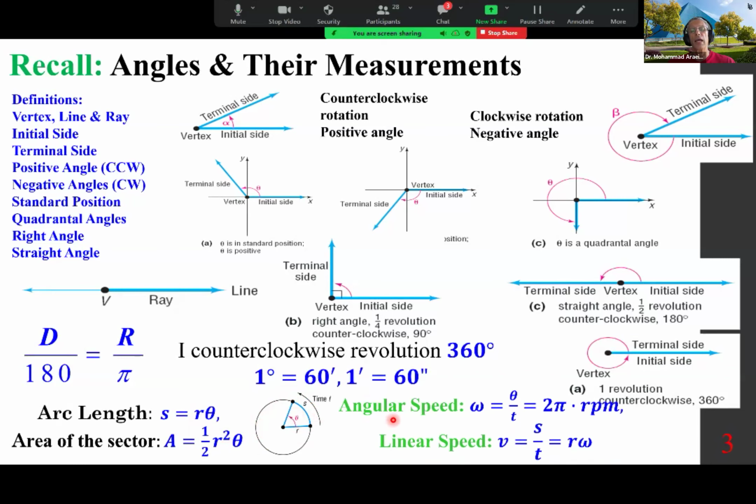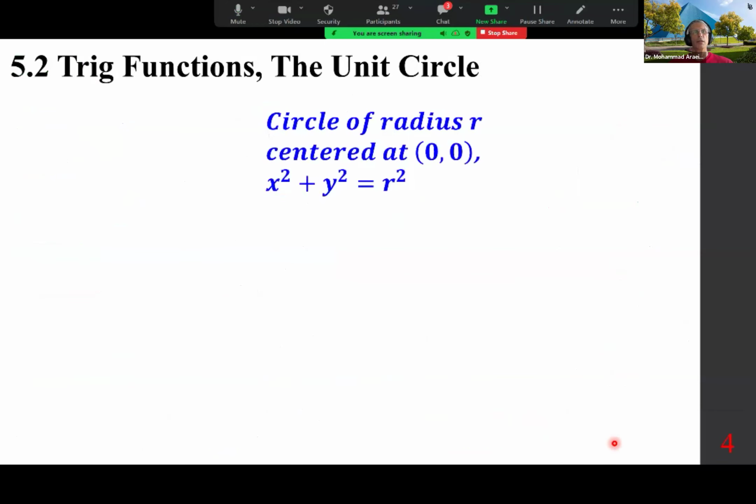It gives rise to an angular speed of theta over t and linear speed of s over t, and of course 2 pi times rpm. If you go with the revolution, remember one revolution is 2 pi radians, and with s over t, we can prove that v is r omega. So this is what we have covered. This is the synopsis of everything.